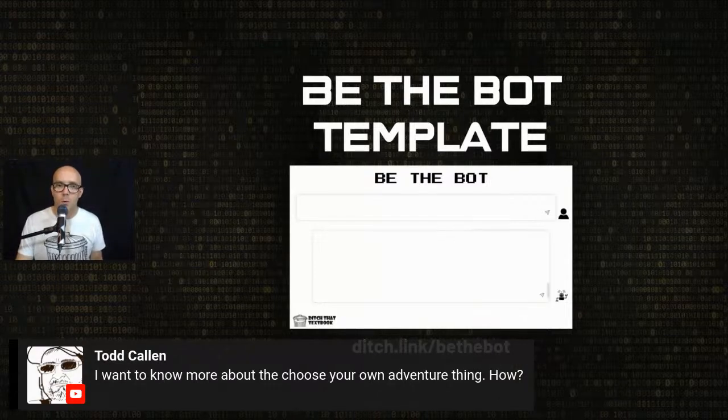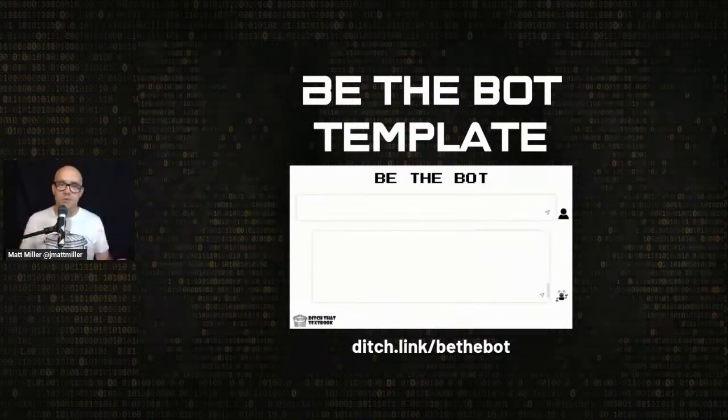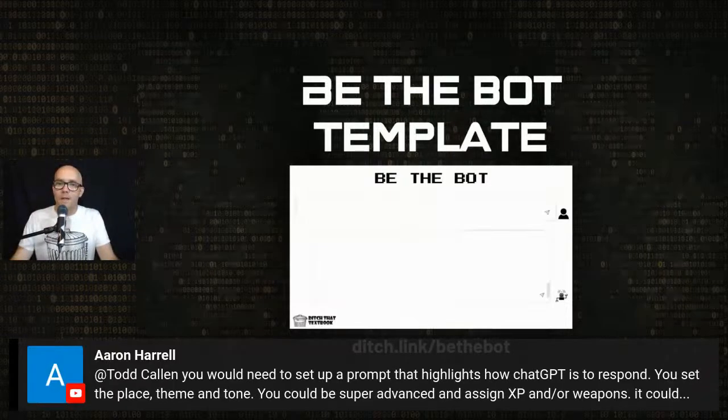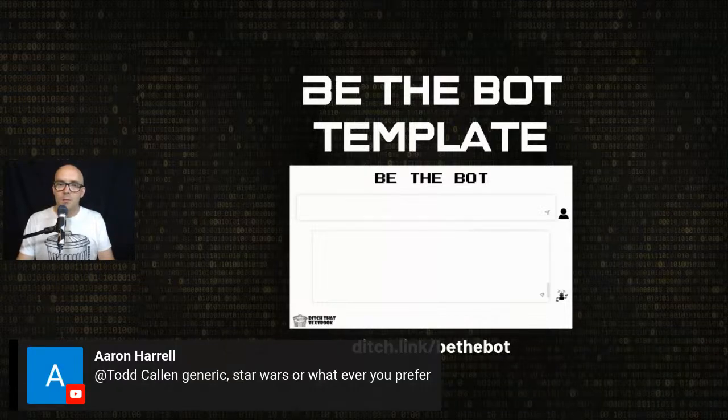Todd asks an important question. I want to know more about the choose your own adventure thing. That's fantastic. So Mike, if you've got 2 seconds to give us a quick summary in the chat, that would be awesome. I don't know if you're just generally asking ChatGPT to create a choose your own adventure. Aaron's going to take a stab at it. You would need to set up a prompt that highlights how ChatGPT is to respond. You could set the place, the theme, the tone. You could be super advanced and assign XP or weapons. It could be generic or Star Wars or whatever you prefer.